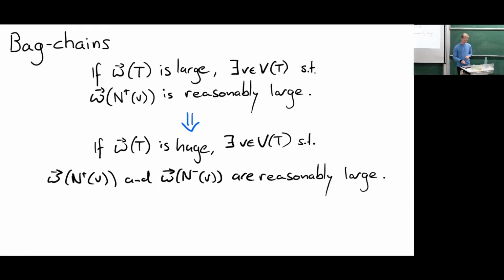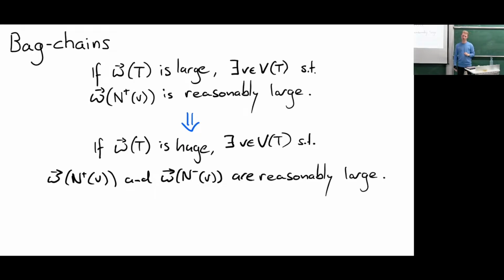Okay, so the first thing that we're going to do to show that we actually contain such backchains is that we're going to take this lemma that we have, that if you have large clique number, then you have a vertex whose out neighborhood has reasonably large clique number, and strengthen it: under the same setting, if you have an even higher bound for your clique number, then there exists some vertex that not only has large clique number in its out neighborhood, but also in its in neighborhood simultaneously.